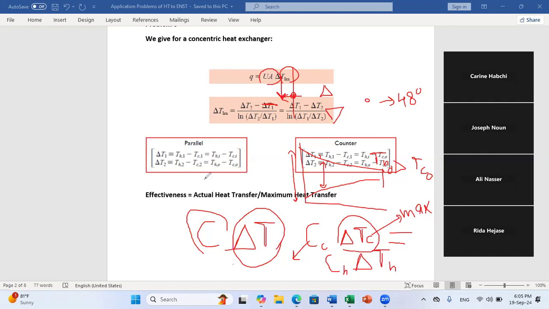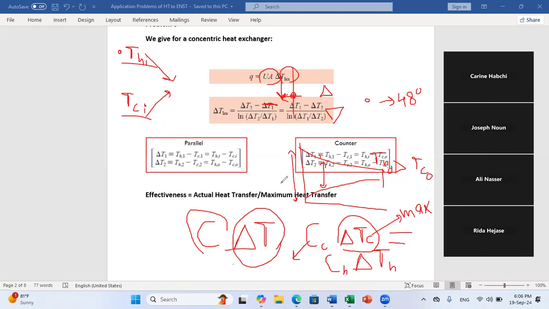delta T? Actually, you know the temperatures. At the inlet, you know T hot in and T cold in. So the largest possible difference is between inlet temperatures, because with heat exchange, the temperature of the hot fluid will be reduced and the temperature of the cold fluid will increase. So the highest possible value of delta T is the difference between inlet temperatures. This is the largest possible gradient.